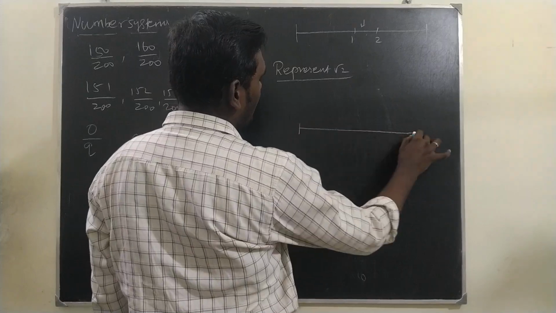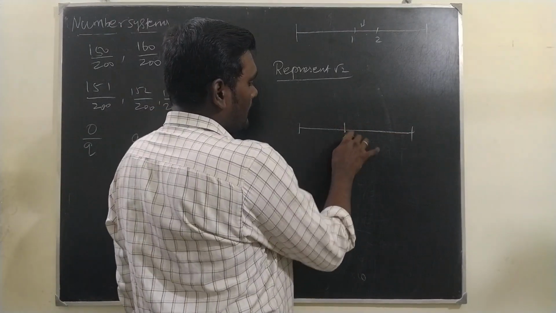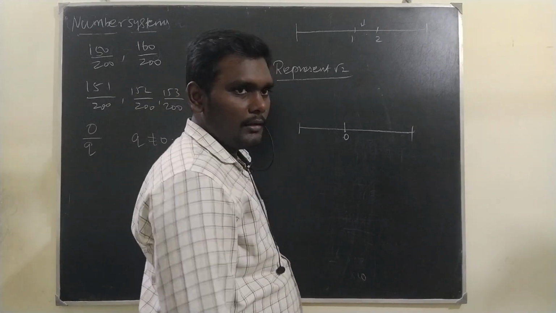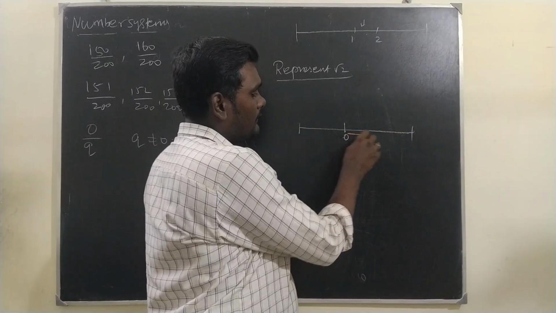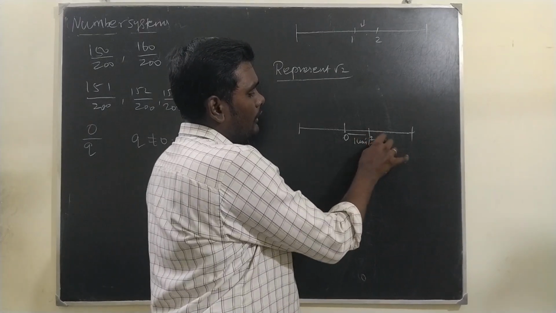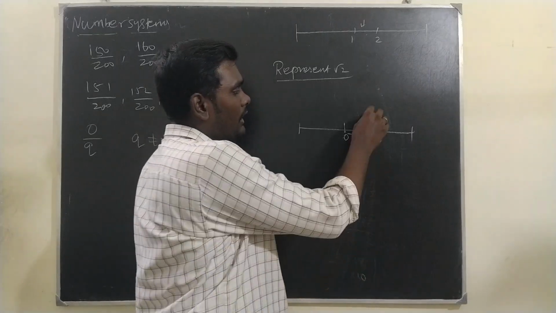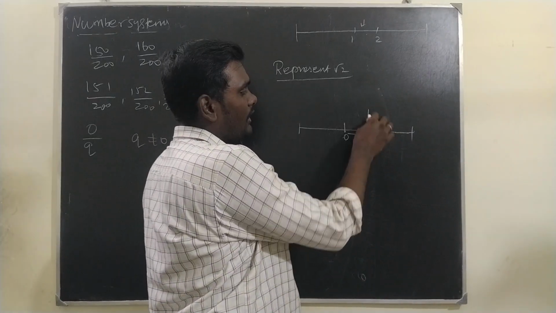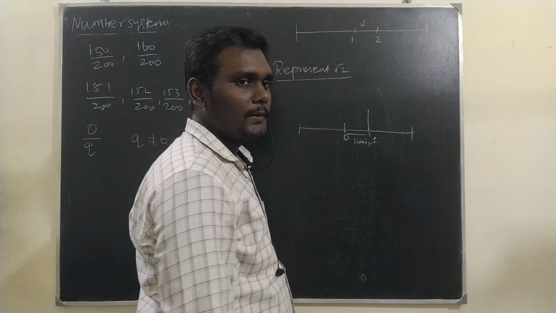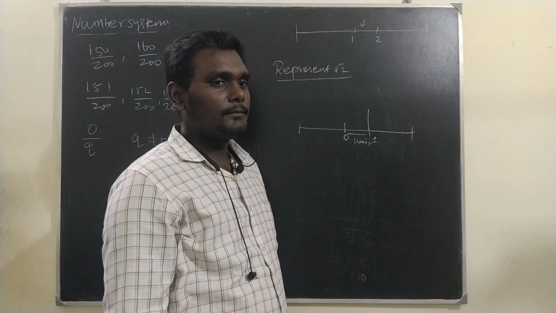First we have to draw the number line. After drawing the number line, mention 0, the origin. From the origin we have to take 1 unit distance. 1 unit distance means 1, and perpendicularly we have to take 1 unit distance. How will you take perpendicularly 1 unit distance? Using a set square. Remember the set square?